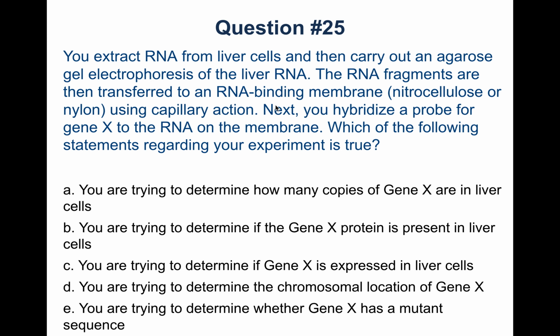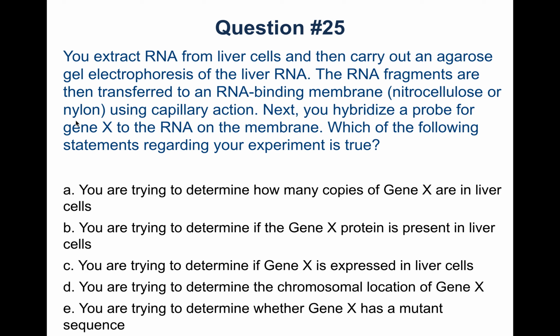You extract RNA from liver cells and then carry out an agarose gel electrophoresis of the liver RNA. The RNA fragments are then transferred to an RNA binding membrane, nitrocellulose or nylon, using capillary action. Next, you hybridize a probe for gene X to the RNA on the membrane. Which of the following statements regarding your experiment is true?